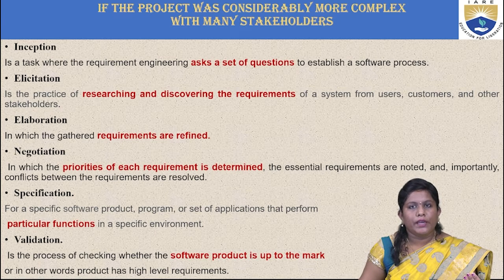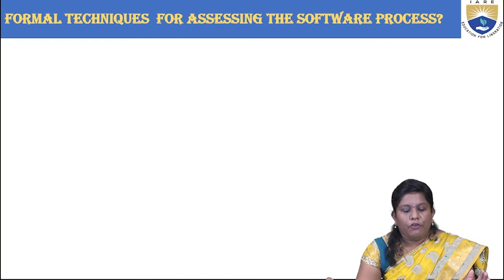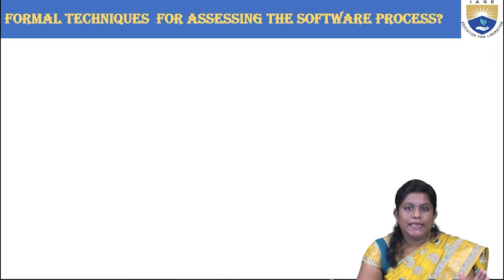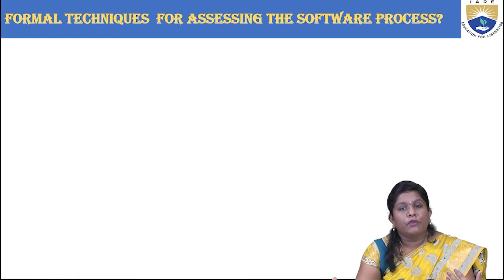Fine. So moving to formal techniques for assessing the software process. How do you assess a software process? For that, you require some techniques, right? If you are given a mathematical question, there are various formulas for you to apply to get a solution. In the same way, if you want to assess some process in software engineering, there are some techniques which are defined. They are considered to be standard techniques.